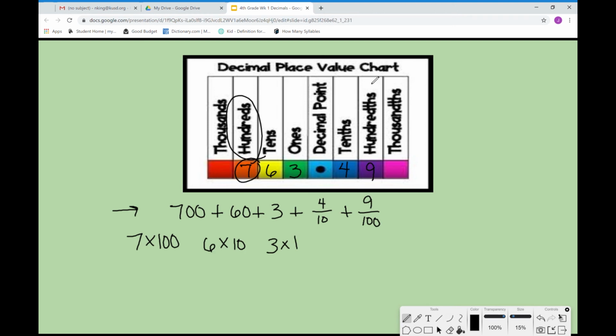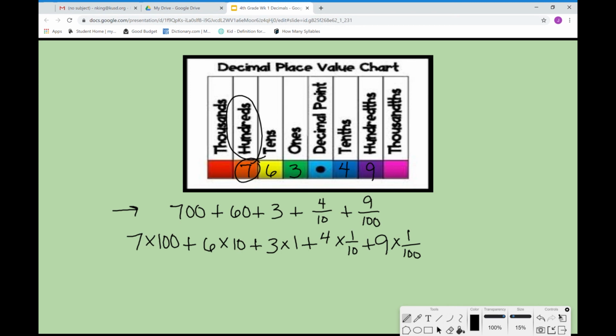For the decimal part, we have 4 in the tenths place, so we write 4 times 1/10, and for the 9 hundredths, we write 9 times 1/100. So for the expanded form, we add the plus signs between each one. 7 times 100 plus 6 times 10 plus 3 times 1 plus 4 times 1/10 plus 9 times 1/100.